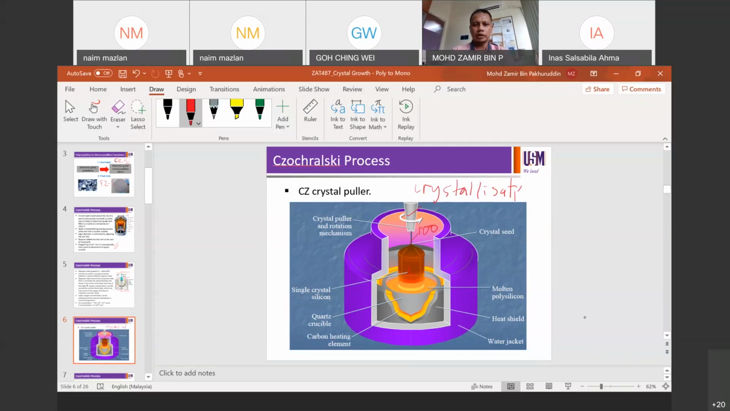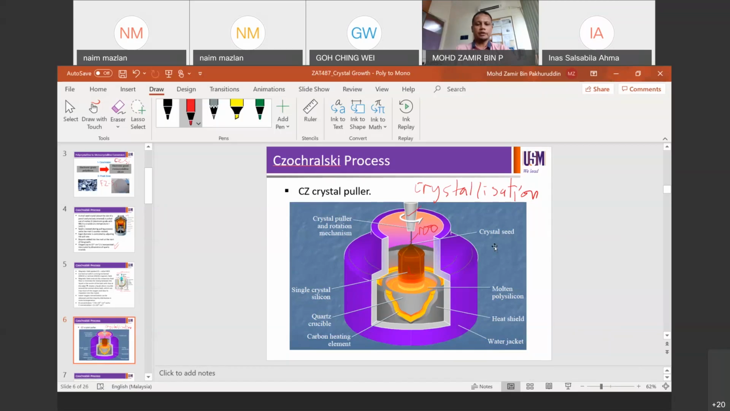Apa maksud crystallization? Ada belajar ke material science? Did you learn this in material science or other subjects? Crystallization. Have you ever come across the word crystallization? Belajar ke? Anyone? Syami pernah belajar? Have you come across crystallization anywhere in physics? Ada? Anyone? Don't remember?